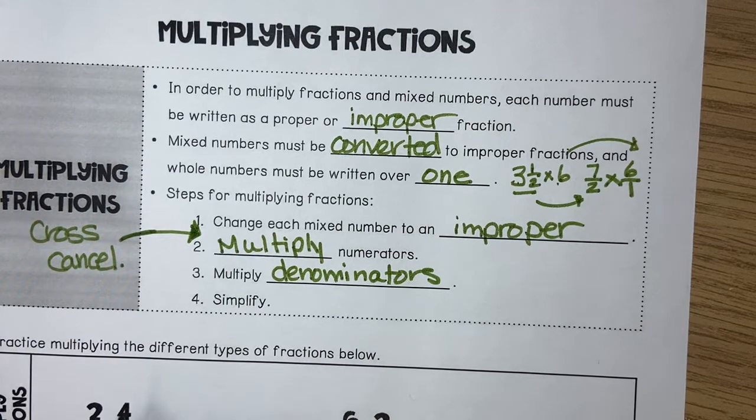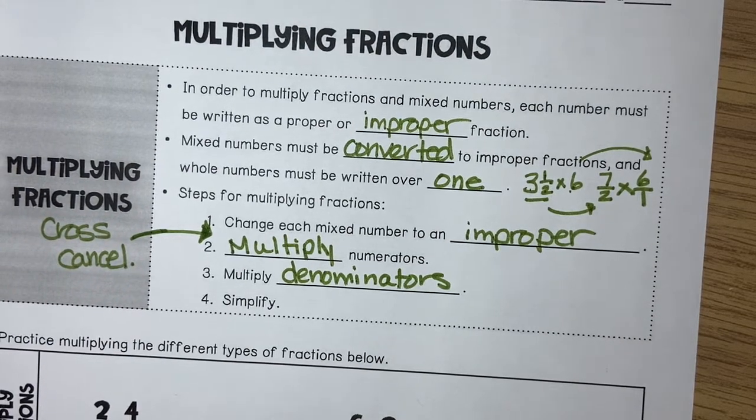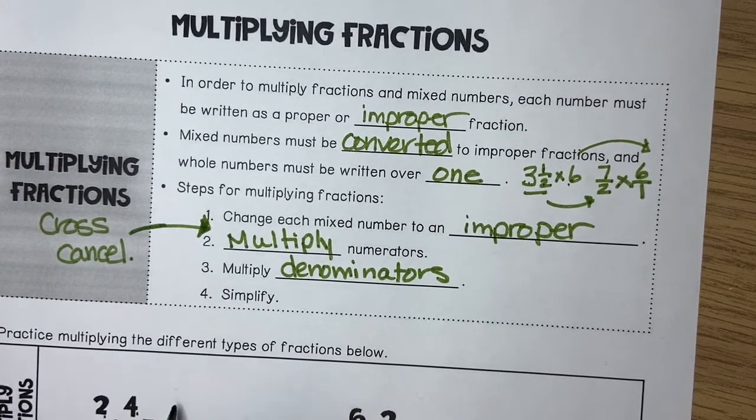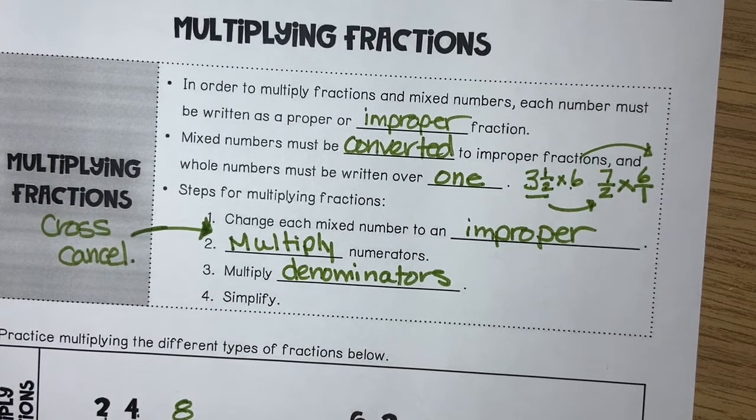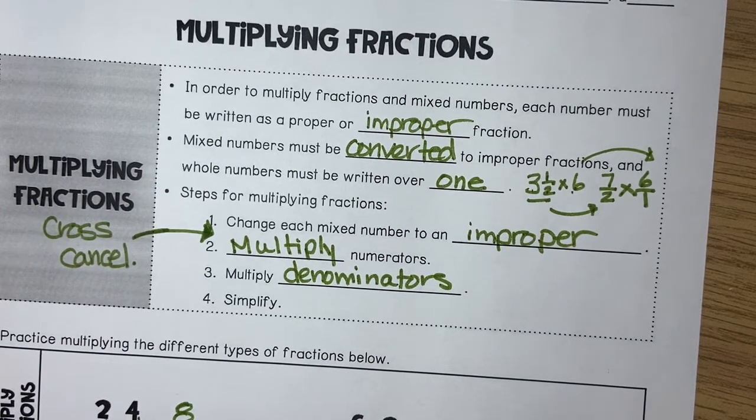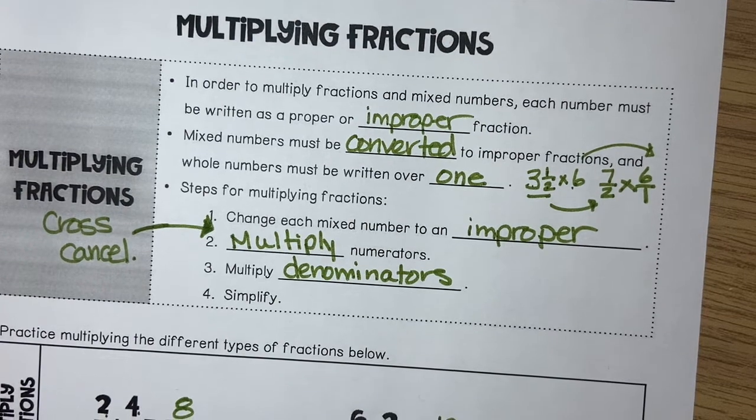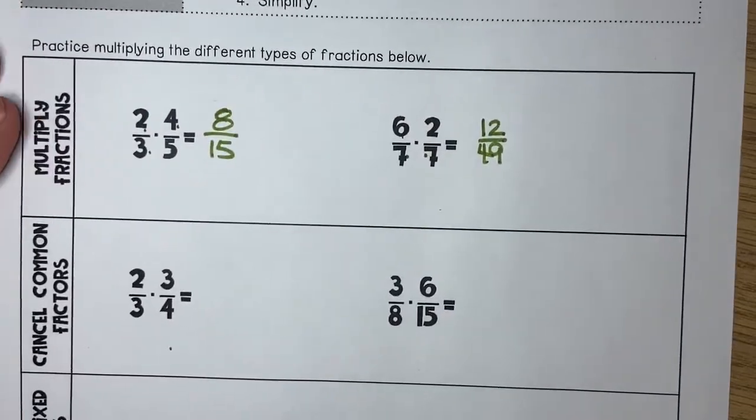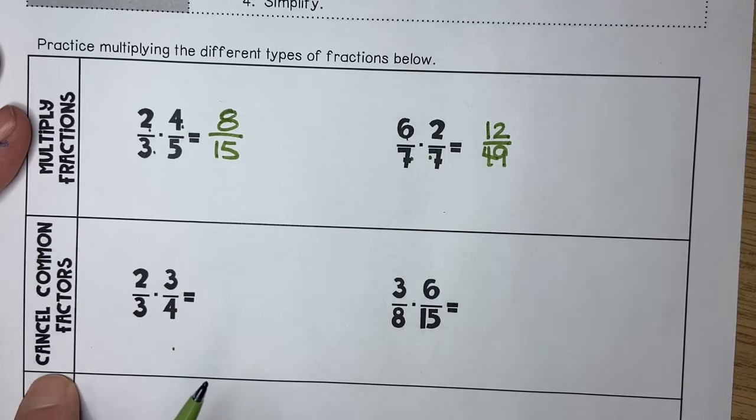Okay, so on this one, they're already fractions. So I would do 2 times 4 is 8. 3 times 5 is 15. Remember how you never added or subtracted denominators? Well, guess what? You can multiply them. So that is 8/15, so much easier. Okay, 6 times 2 is 12. 7 times 7 is 49. Easy peasy.